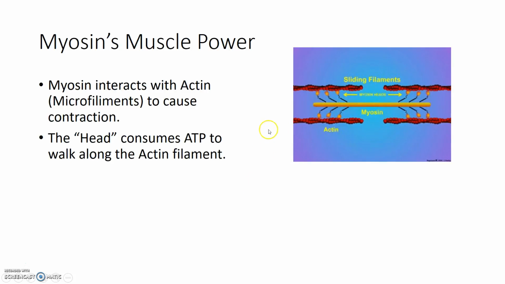So myosin interacts with actin to cause contraction. Of course, actin is our microfilaments. You see in the animation here that the heads move along the actin to cause a contraction. And this is how muscle contraction works.